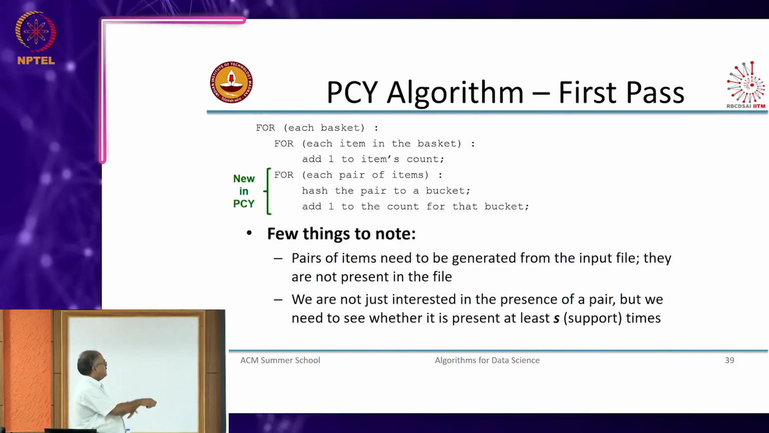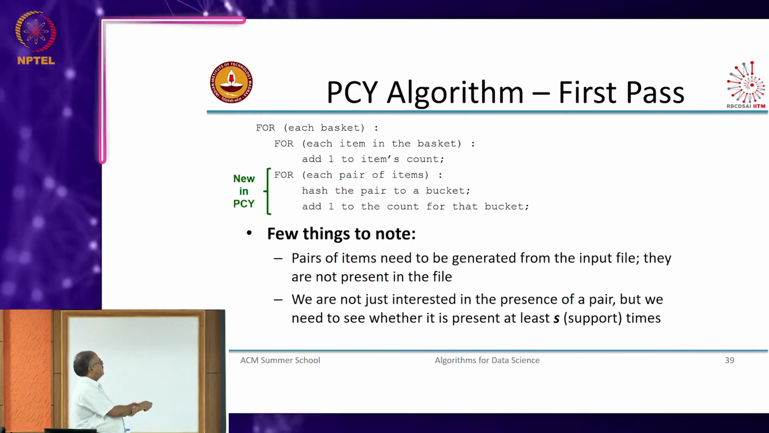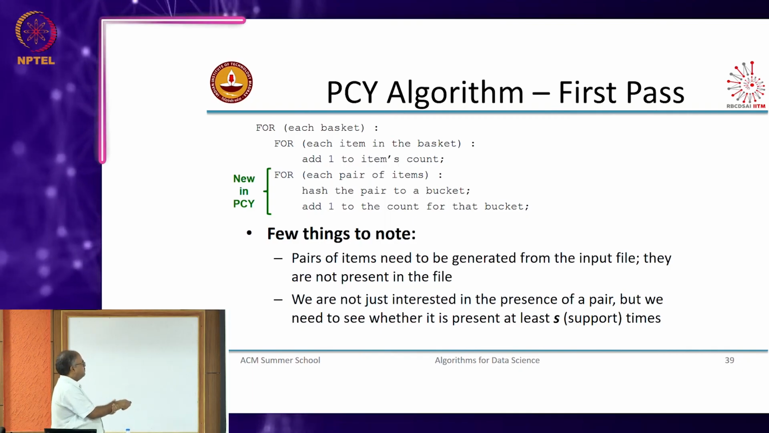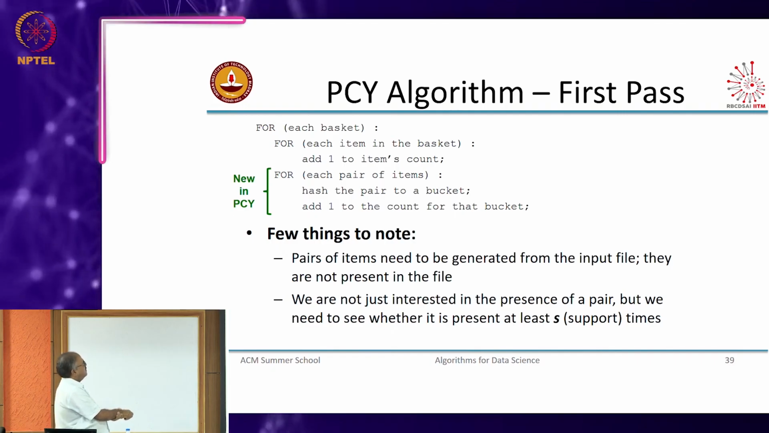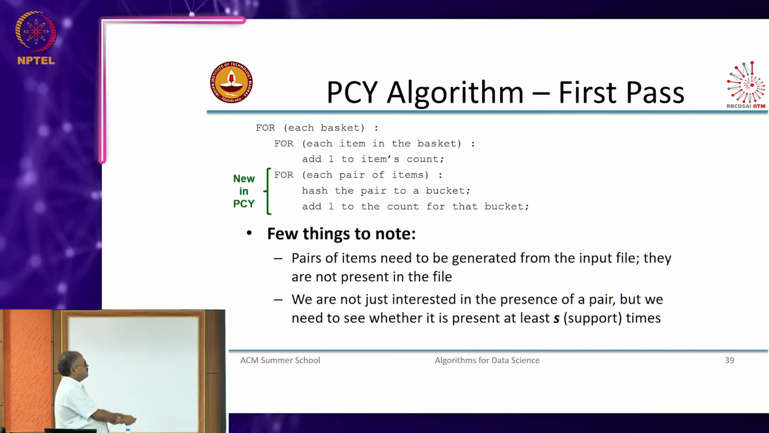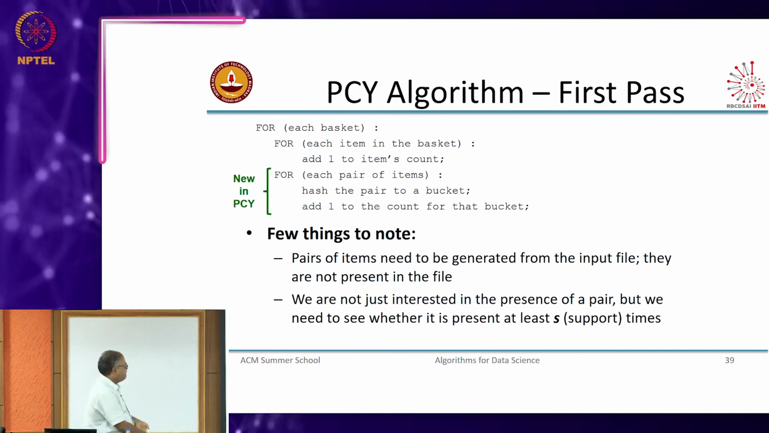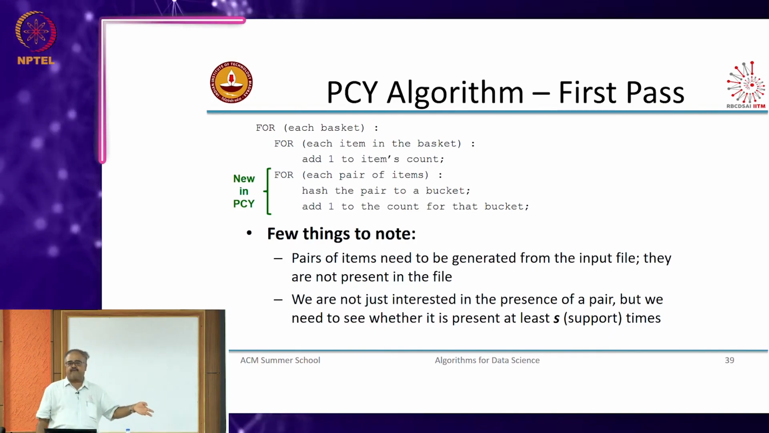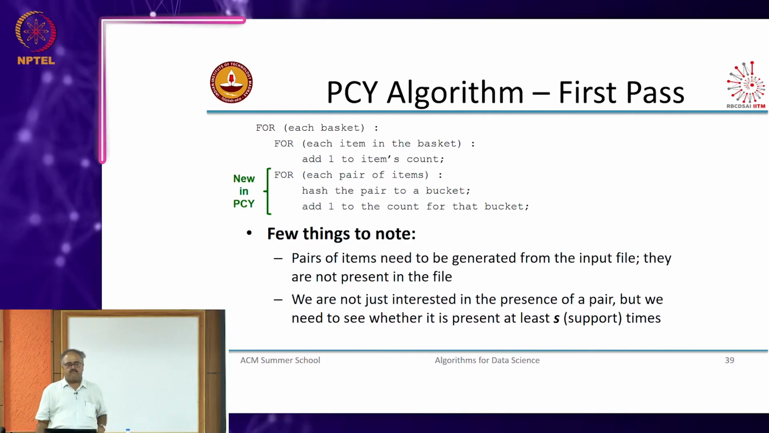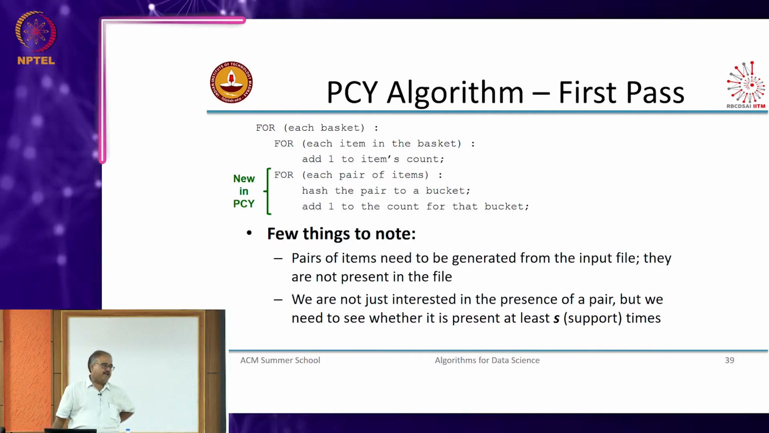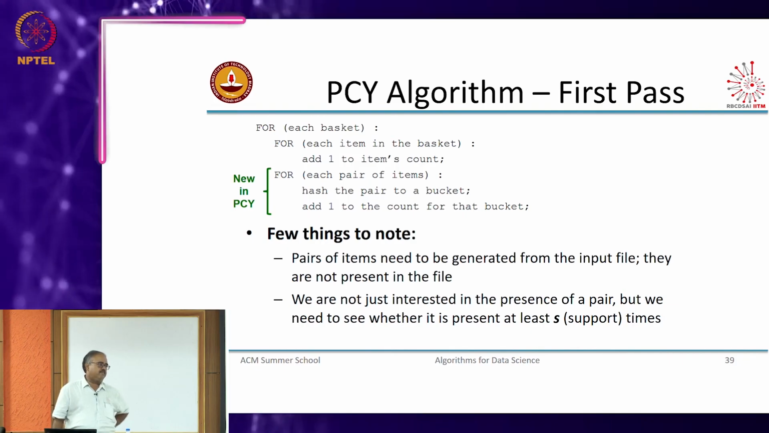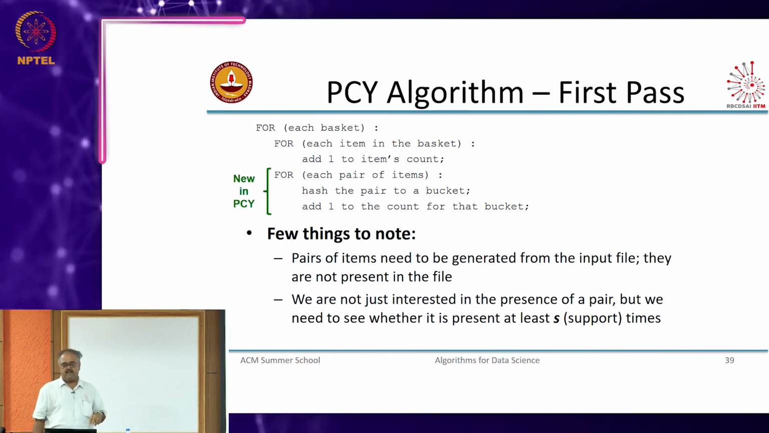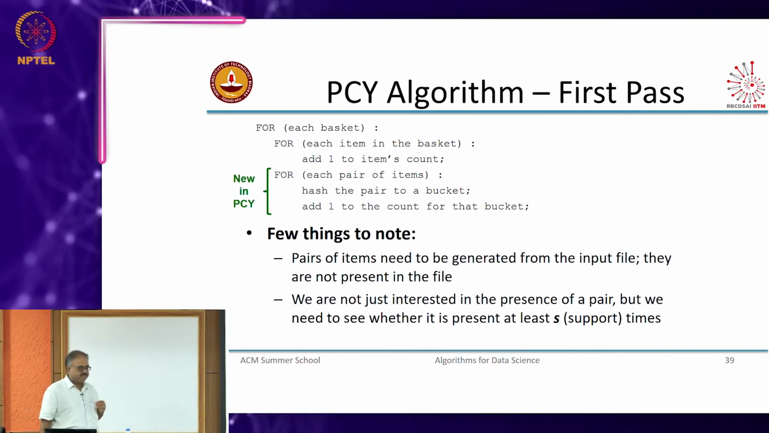This is pass 1. For each item in the basket you add 1 to the item's count. That is what we keep track of in the top part of the memory. For each pair of items, hash the pair to a bucket and add 1 to the count for that bucket. We need an efficient way of generating these pairs, because the pairs are not present in the file; in the file you just have the list of items. If you are reading it one transaction at a time, you have to generate all the pairs in the transaction on the fly, and then hash those pairs into buckets.